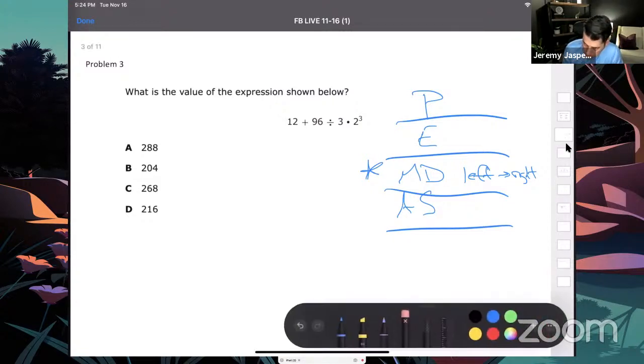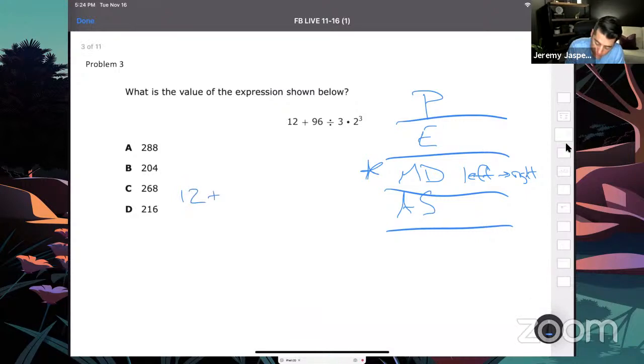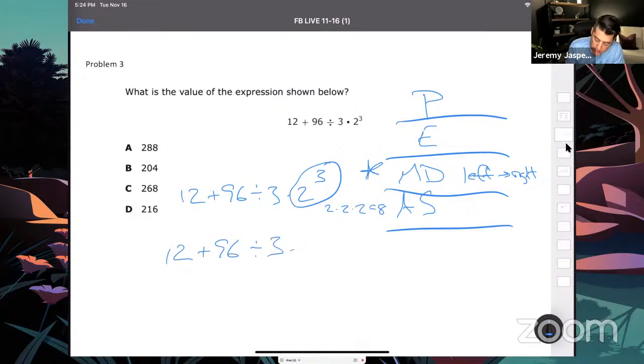Okay, so then let's go ahead. If we're doing this problem, remember, I'm working on scratch piece of paper. I see it on the screen. First thing, rewrite it. So 12 plus 96 dividing by 3 times 2 to the third power. First thing we got to do is our exponents. There are no parentheses. So I'm going to do 2 to the third power, which is just saying 2 times 2 times 2, which equals 8. So now I have 12 plus 96 dividing by 3 times 8.